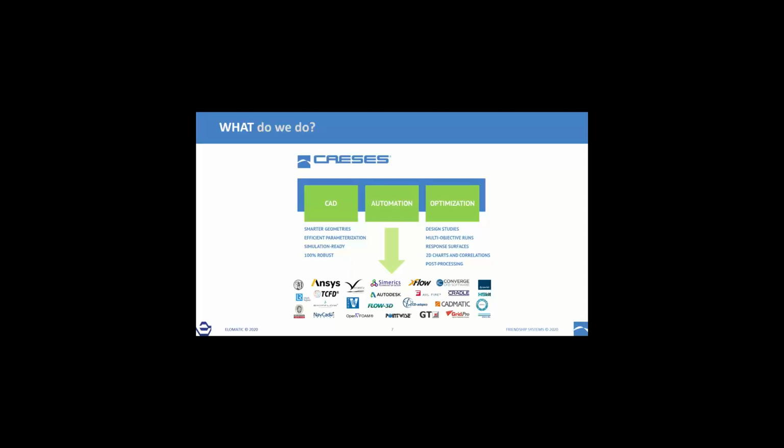And finally, the last component of CAESES is the optimization environment, which allows you to run design studies and optimization runs, and also provides all the functionality that is needed to deal with the different variants that are created, with the geometry data, with the result and simulation data that is created, and finally then post-process these results to come to a final design decision.